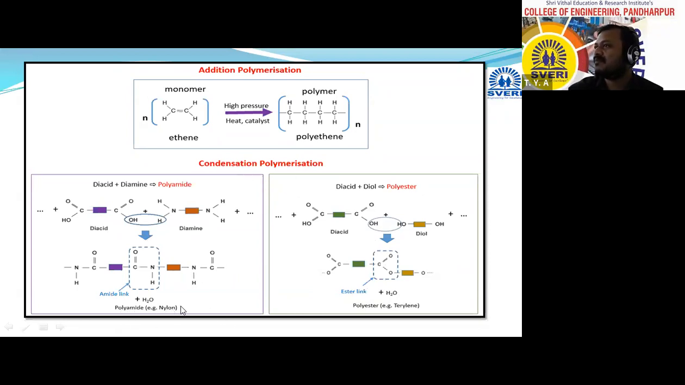Polyamide is nothing but your nylon. In fabrics, we are using that nylon. Nowadays, in your vehicle tires also, we are adding the nylon. Nylon material is there in tire manufacturing. Then this is polyester. Again we are using polyester material and nylon material in fabric, and you are aware of this.